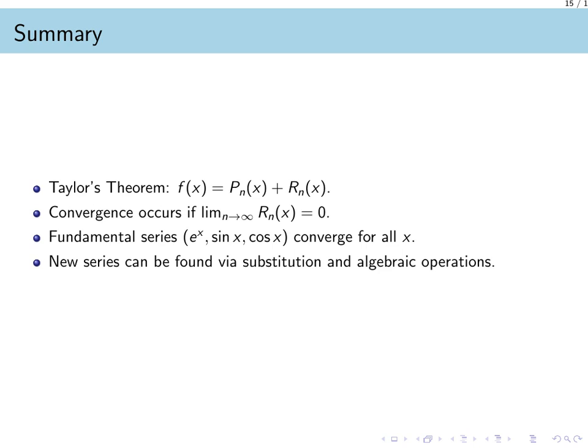Using this condition, we have proven a vital result for three fundamental functions: the Taylor series for the exponential e to the x, as well as for sine of x and cosine of x, all converge to their functions for all real values of x. The key takeaway is that the remainder term must go to 0 for a Taylor series to equal its function.